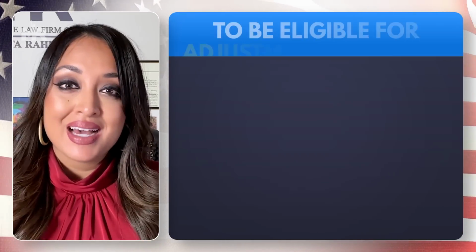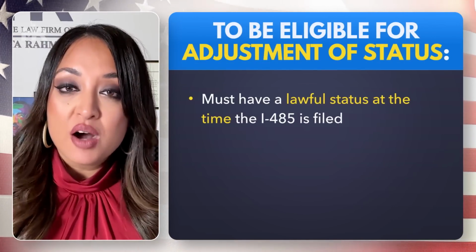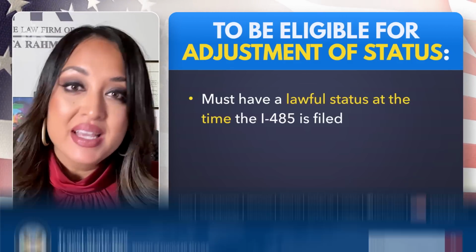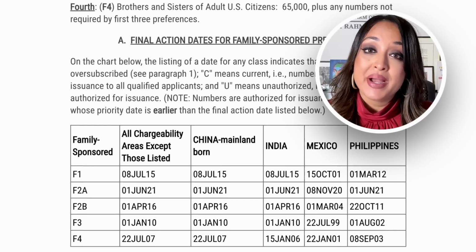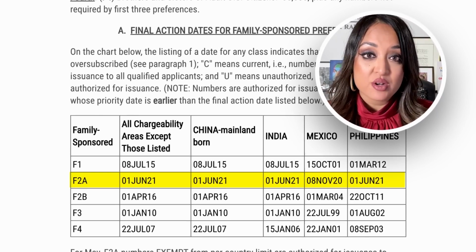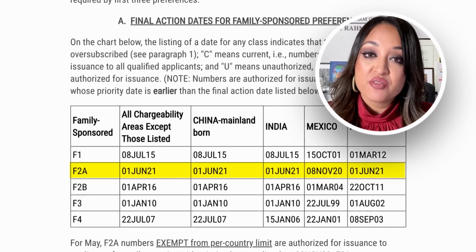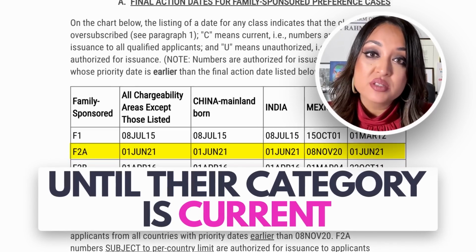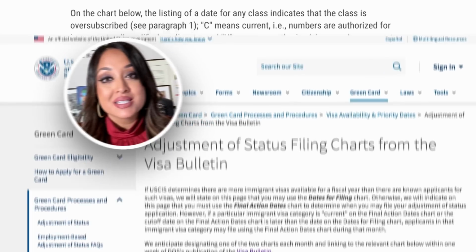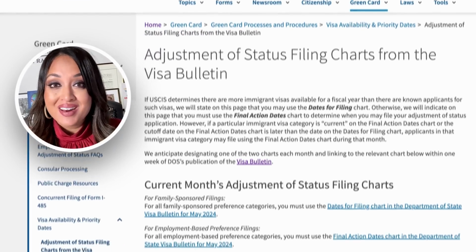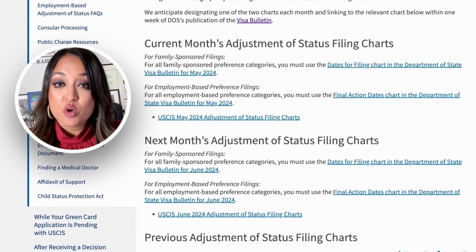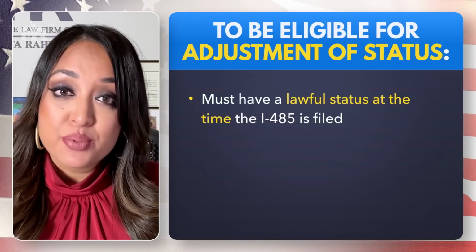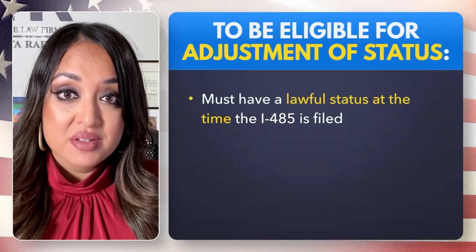The first is that your spouse must have a lawful status at the time that the I-485 is filed. Now, keep in mind, if you are a green card holder, then your spouse or minor child will fall into a preference category, and you would not be able to file the Form I-485 until their category is current according to the Visa Bulletin Board, and until the date for filing or the final action date is current as well according to USCIS.